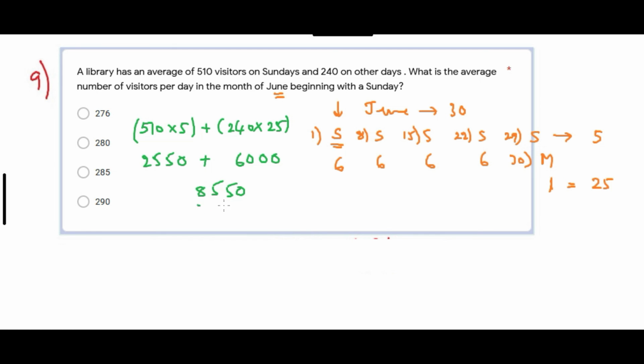8550 divided by how many days? In total 30 days. So the average will be like this. 3 2s are 6, 2 8s are 16, and 1 will be there, 1 5 50. So it will be 285. So 285 is the average number of visitors per day in this month beginning with Sunday. Okay, it's very simple. Let's move on to the next question.